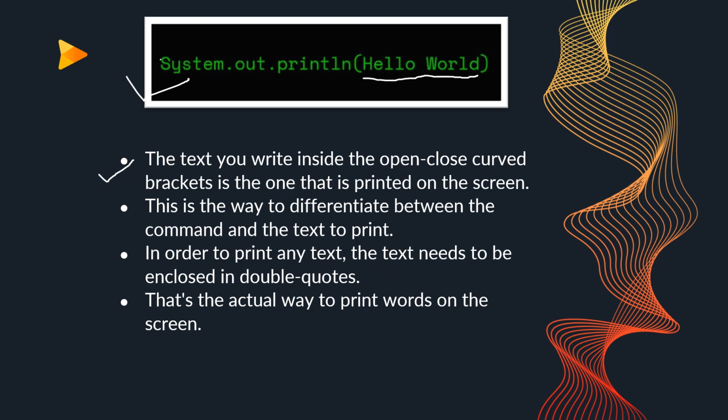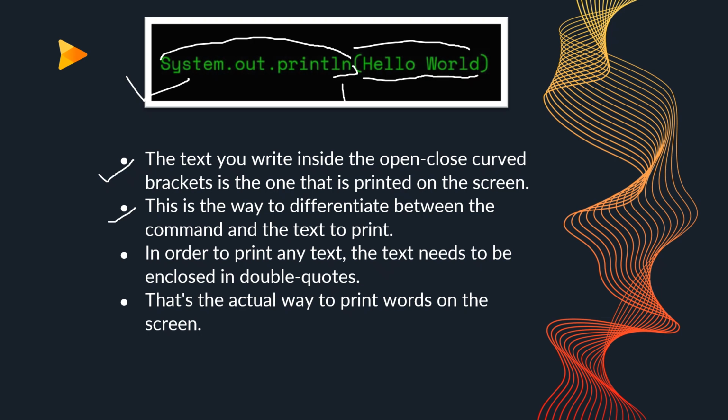So this is our command, system.out.println. The ln means we are going to print our text on a new line. If you miss this ln, don't worry, your program will still run, but the output will be on the same line. If you write the ln, then a new line will be added. After that, this is our text which we are going to print.